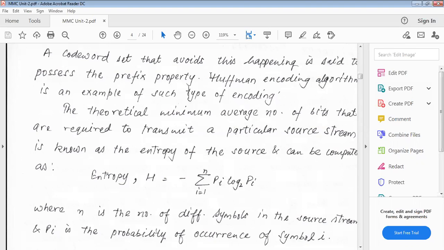principle. So we are using this statistical encoding to avoid the confusion which happens to the decoder. How are we going to avoid it? By using the prefix property. What is the prefix property? Some prefix is used.